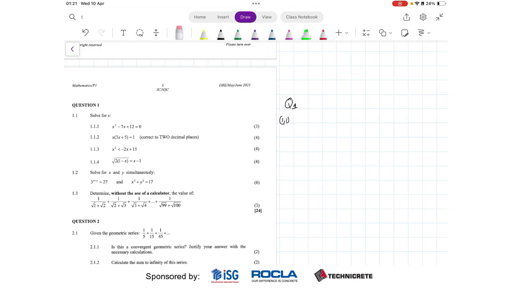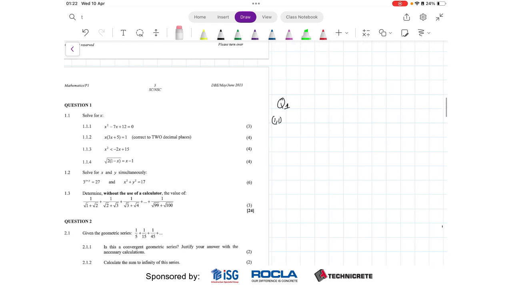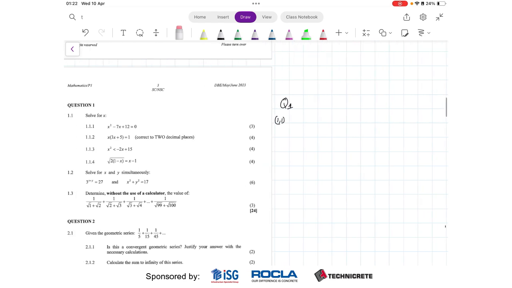Hello everyone. Today we are going to be going through the grade 11 mathematics paper 1 exam paper that was written during the May-June session. Jumping right in without wasting any time, we are going to begin with question 1.1.1.